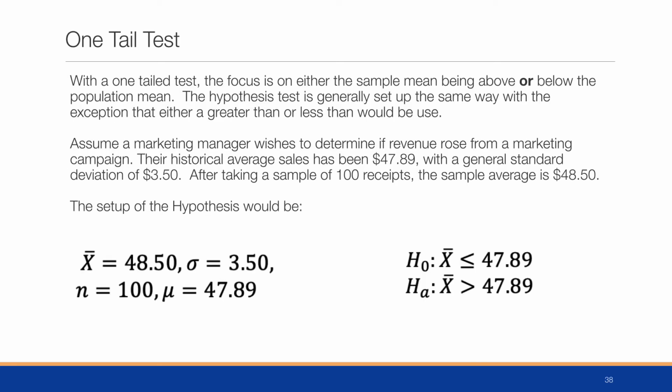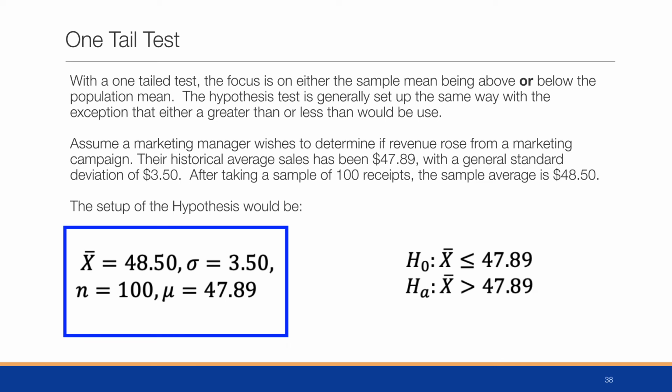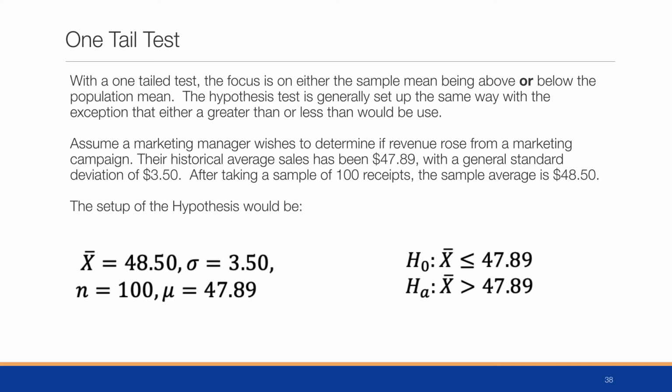Now, with a one-tailed test, the focus is on whether the sample mean is above or below the population mean. The hypothesis test is generally set up the same way. So we're going to have a different example here. Assume a marketing manager wishes to determine if revenue rose from a marketing campaign. The historical average sales is 47.89, with a general standard deviation of 3.5. After taking a sample of 100 receipts, the sample average is 48.50. The setup of our hypothesis would therefore be X bar is 48.5, sigma is 3.5, n is equal to 100, and mu is 47.89. Our null hypothesis is X bar is less than or equal to 47.89, and our alternative hypothesis is that X bar is greater than 47.89. So this is a one-tailed test.